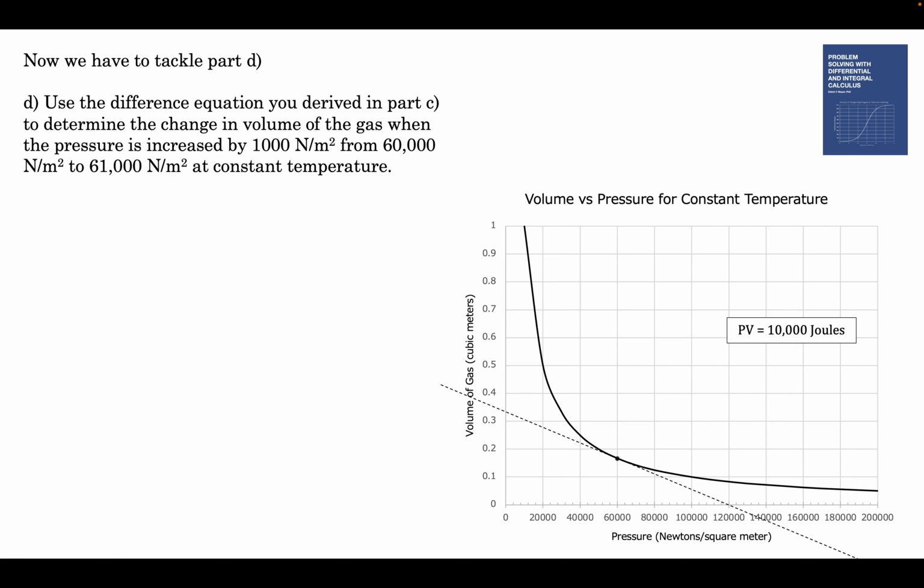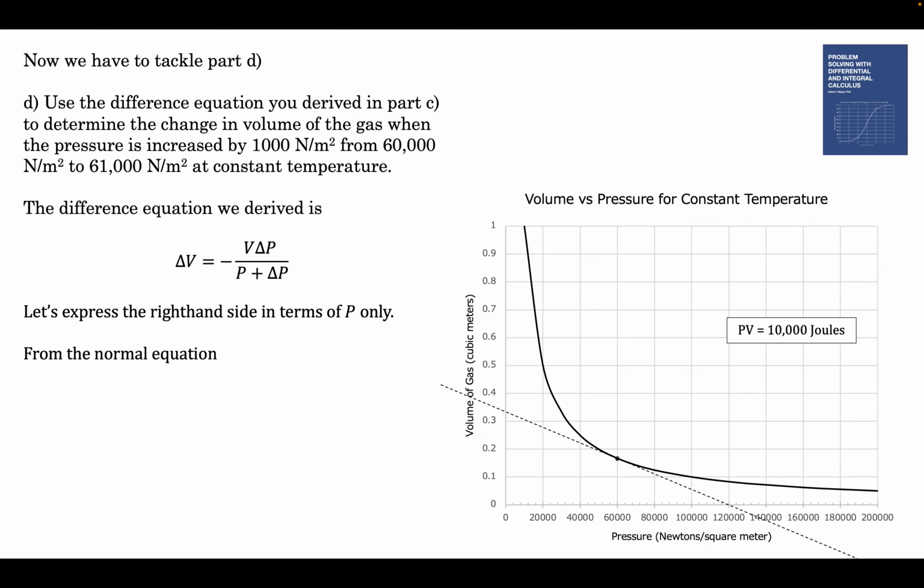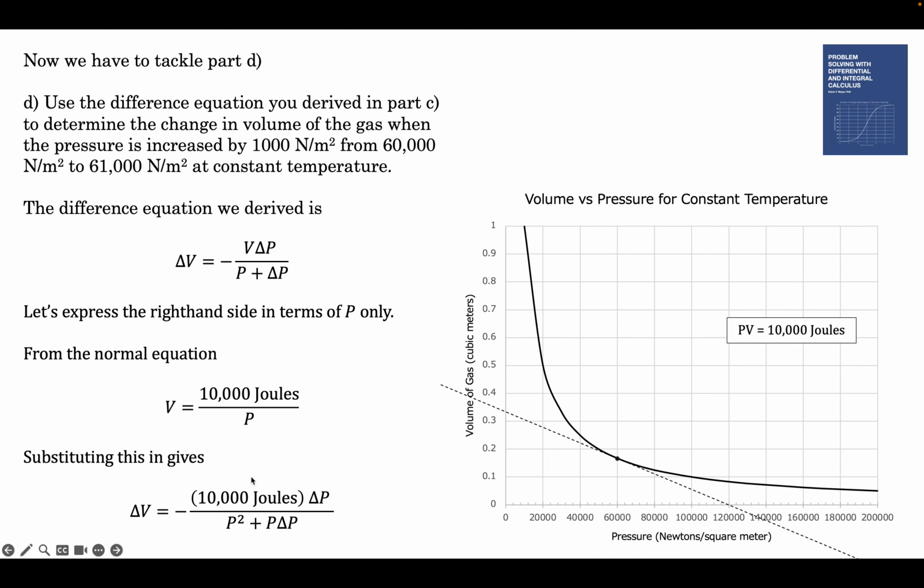Now let's tackle part D. We're going to use the difference equation to get the change in volume for that change in pressure. Here's the difference equation, and what I talked about previously was you should probably have this in terms of P. We're at a P and we want to change the P. That's what we know. We don't want to have to calculate V. So we're going to get V in terms of P, and we can get that with the normal equation. V is 10,000 joules over P. So we're just going to substitute this expression in, so we only have P's and delta P's in our equation. So that's what it looks like.